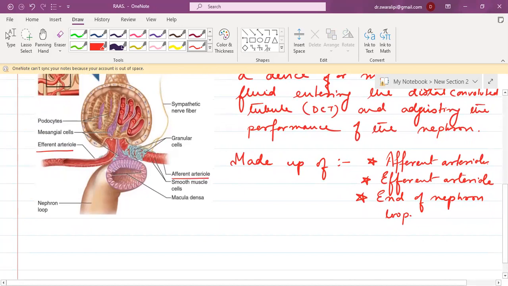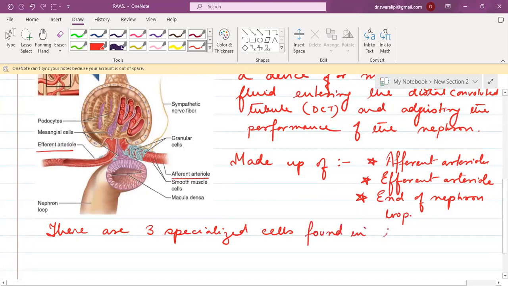In the juxtaglomerular apparatus, there are three specialized cells found. I'll write there are three specialized cells found in this region, in the juxtaglomerular apparatus. What are those three specialized cells? One I'm mentioning is the macula densa.